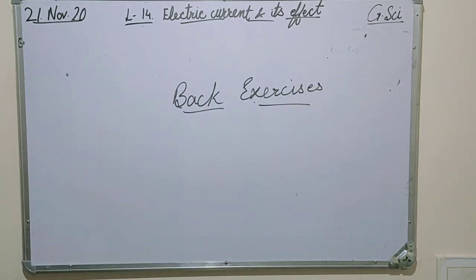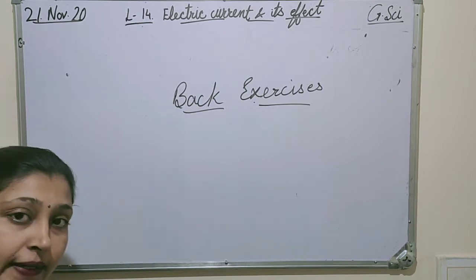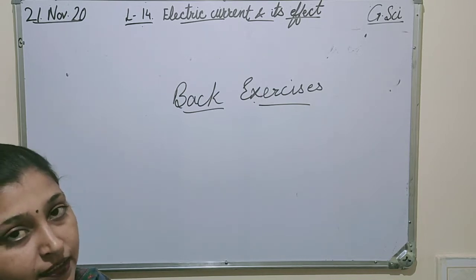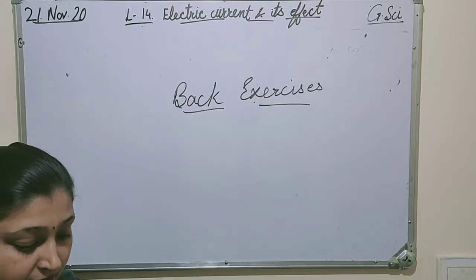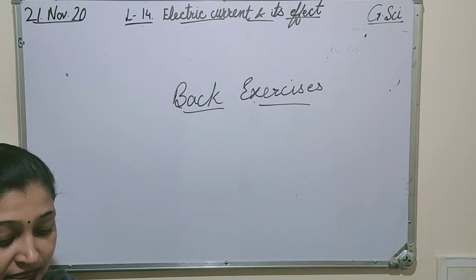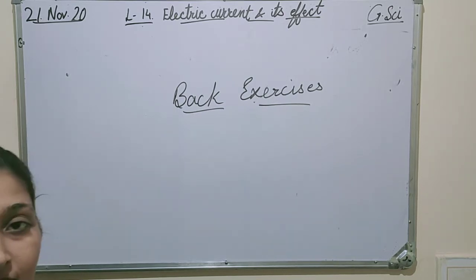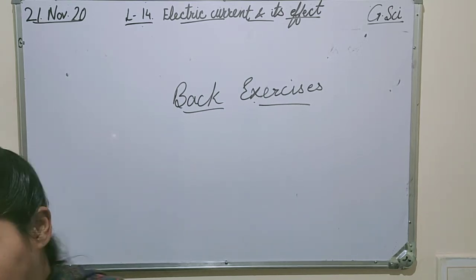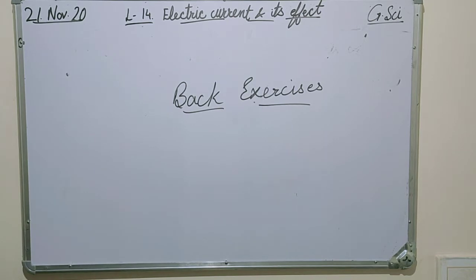So children, let us start with back exercises. Firstly, we have to draw a few symbols. These symbols we had already done in our classes and they are given in the book, so I am not writing them here again. Next, draw a circuit diagram to represent the circuit given over here, because the circuit is given and we have to draw its circuit diagram.